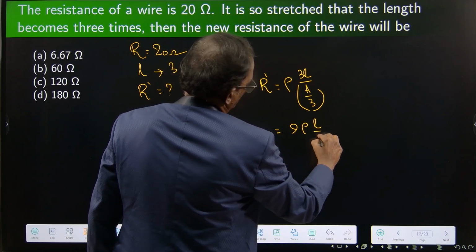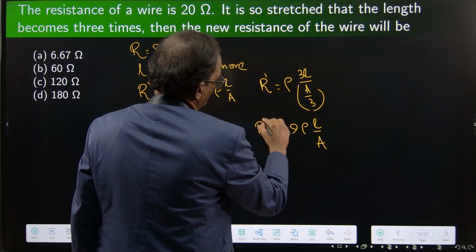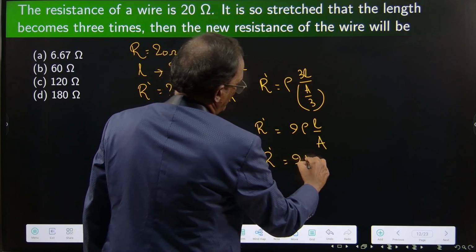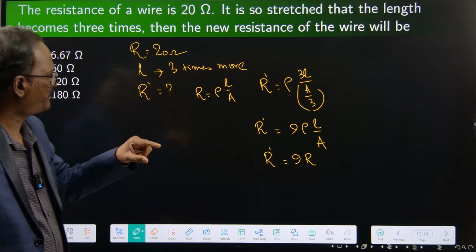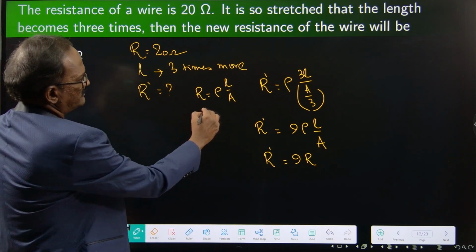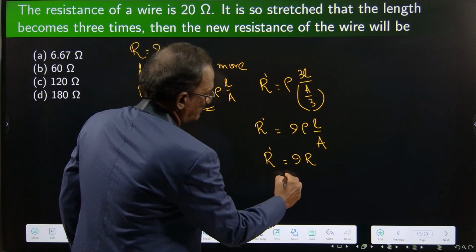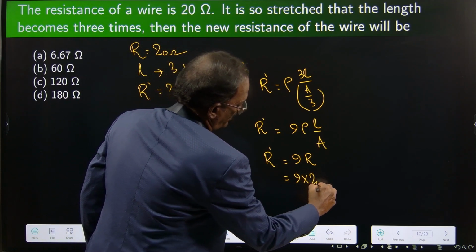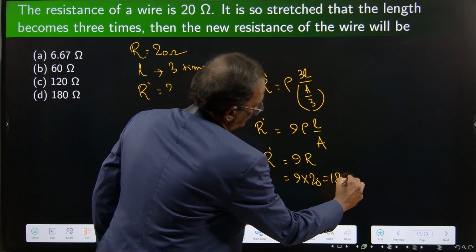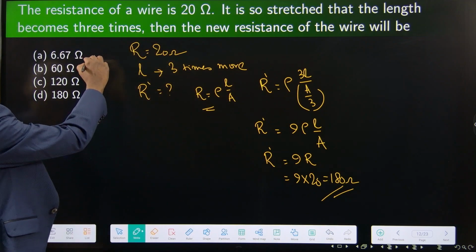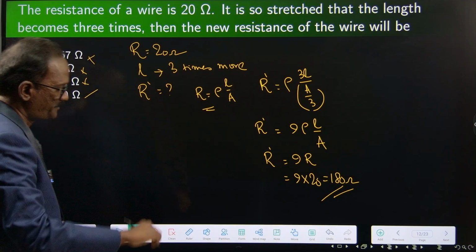by A, which is 9 rho L by A. R dash is equal to 9 into R, since rho L by A is R, the original value. R is equal to 20 ohms. So 9 into 20, 180 ohm is the answer. Option D is right.